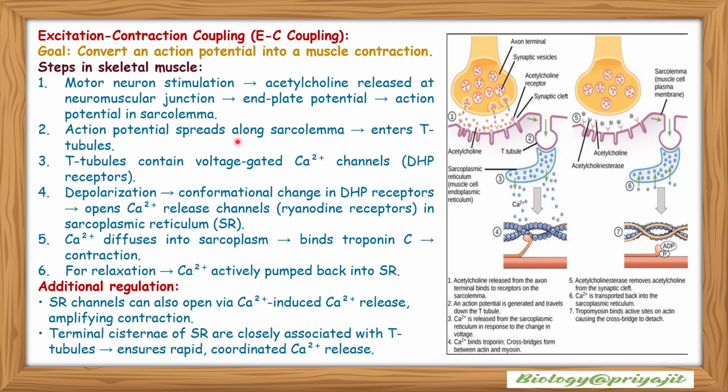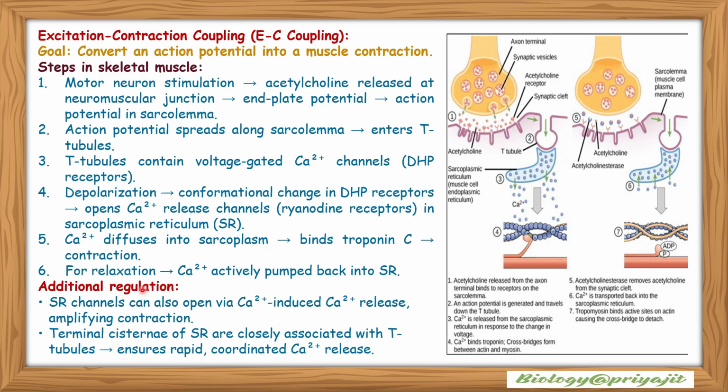Then action potential spreads along the cell membrane of the muscle cell or sarcolemma and enters the T tubules. The T tubules contain voltage gated Ca2 plus channels or DHP receptors. Then depolarization causes a conformational change in DHP receptors and opens Ca2 plus release channels or ryanodine receptors in the sarcoplasmic reticulum. Then calcium 2 plus diffuses into the sarcoplasm and binds with the troponin C subunit. Troponin C subunit is the subunit of the troponin protein which can bind with the calcium ion. So C for calcium, and it causes the contraction of the muscle unit or sarcomere.